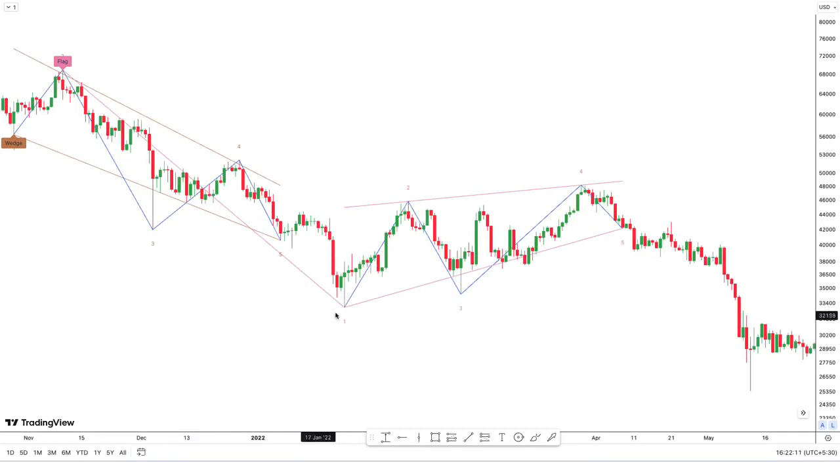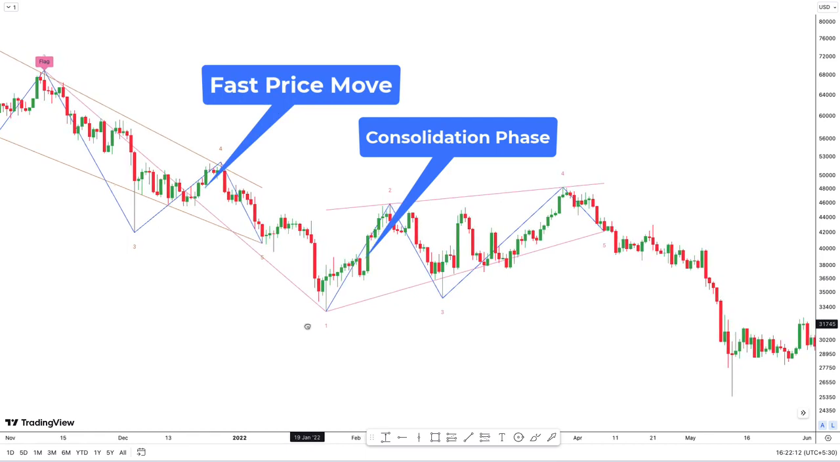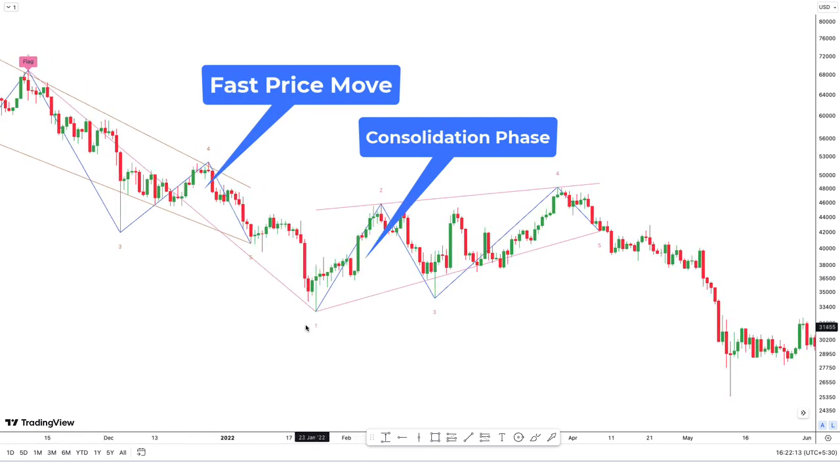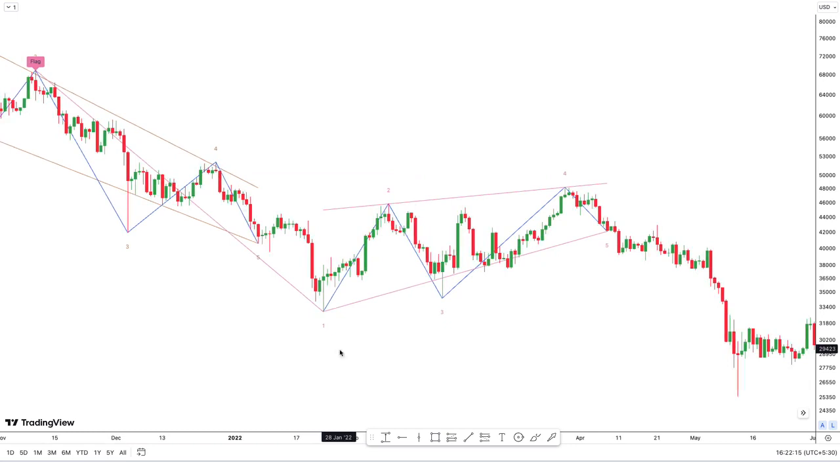Finally, the indicator can detect flag patterns. A flag pattern is a pause or consolidation phase that happens after a fast price move. It looks like a rectangle and can slope slightly in the opposite direction of the main trend. If the flag slopes upward, it's called a bearish flag, and if it slopes downward, it's called a bullish flag. Traders see flag patterns as signs that the previous trend might continue.